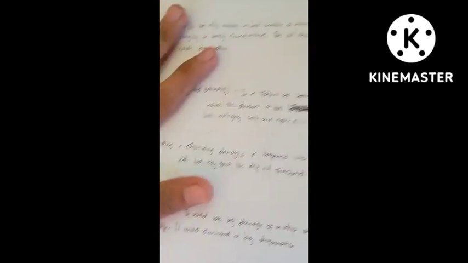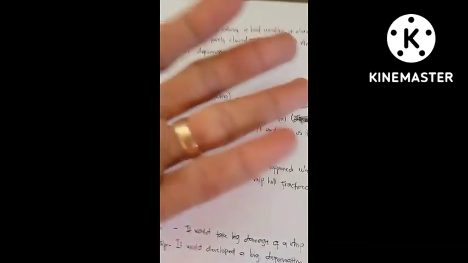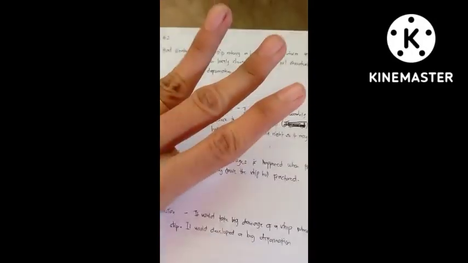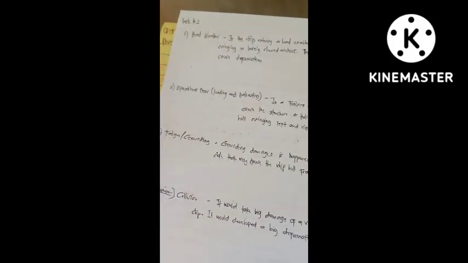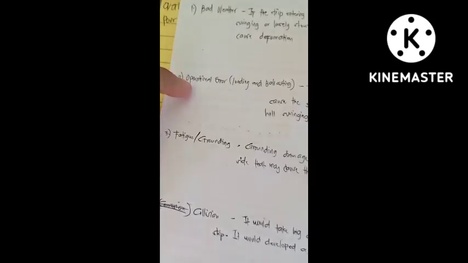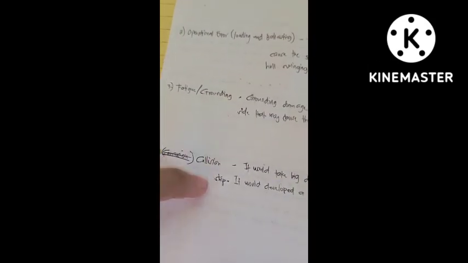In task 2, we need to explain at least four hull damage and defects. I have bad weather, operation or loading, fatigue, and grounding or collision.